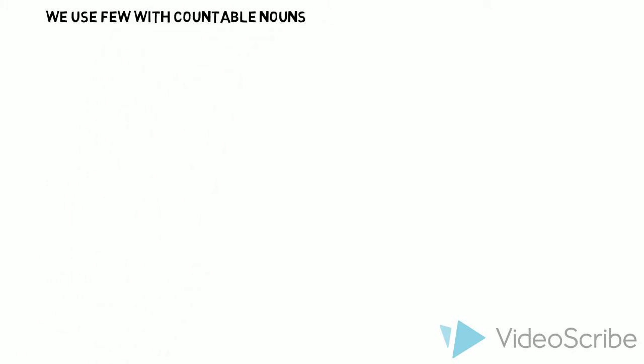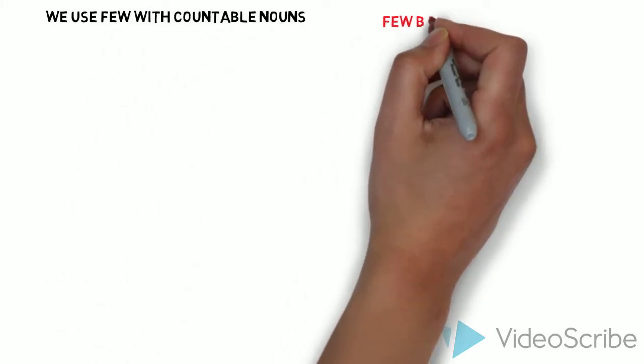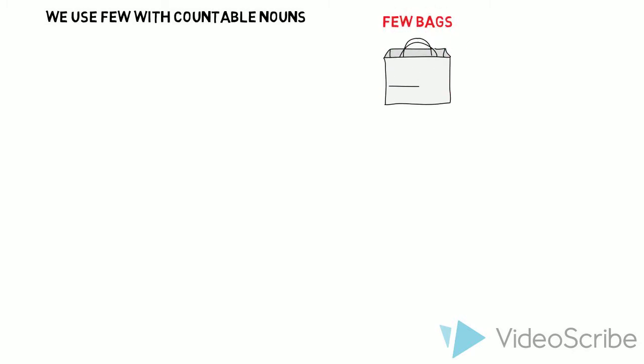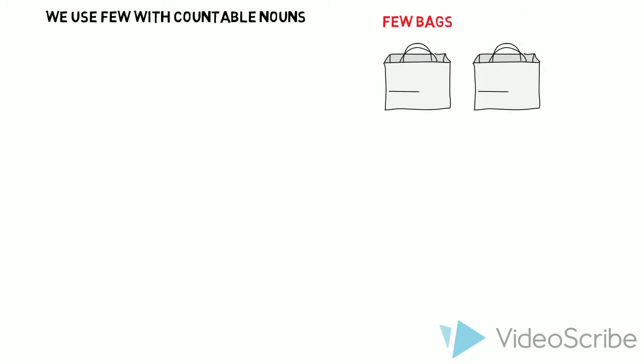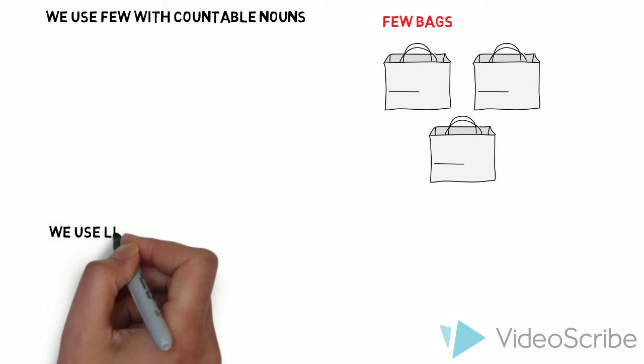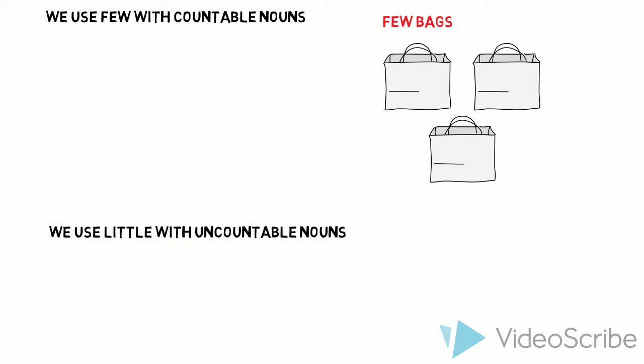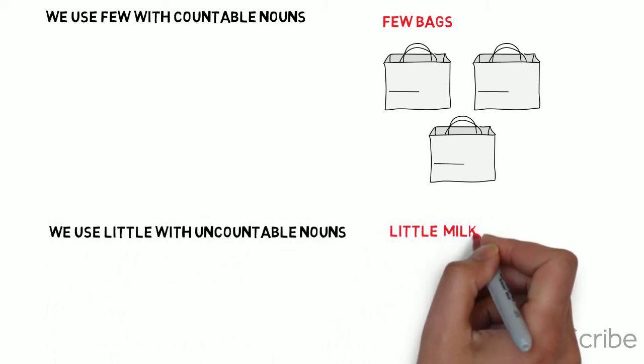We use few with countable nouns. Few bags. So 3 bags, that's a few. We use little with uncountable nouns. Little milk.